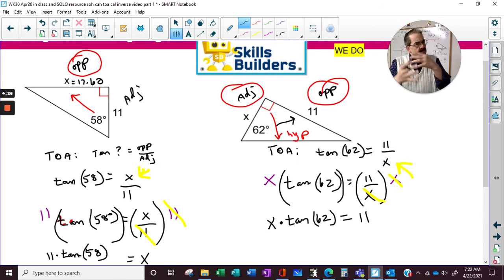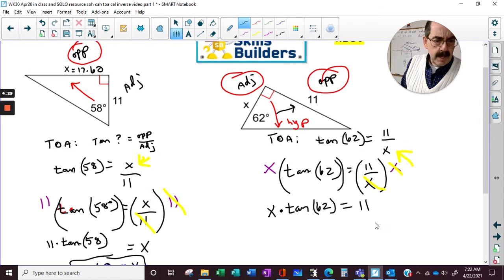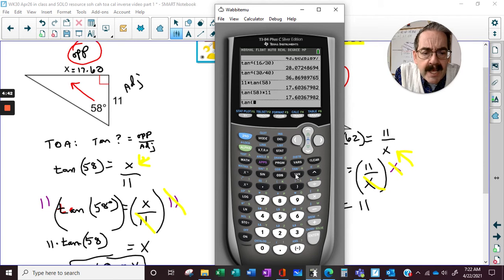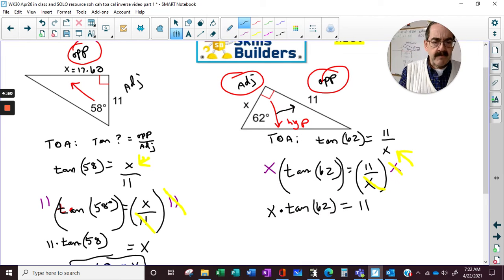Now, we're all at different places in our math learning, okay? Don't freak out at the tangent of 62. What's the tangent of 62? It's just a number. So, let's go to our calculator and type that in. Tangent 62 degrees equals 1.88. Tangent of 62 is 1.88. Check it. Sure is.